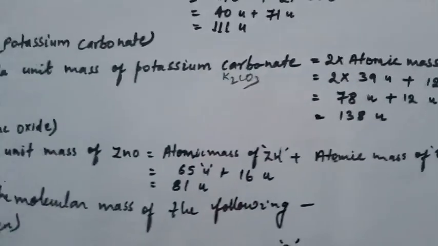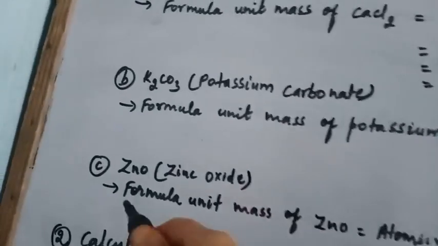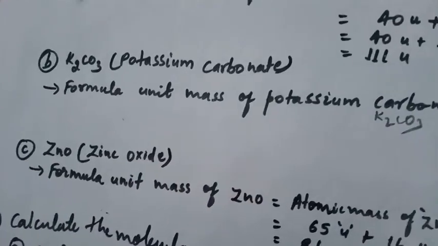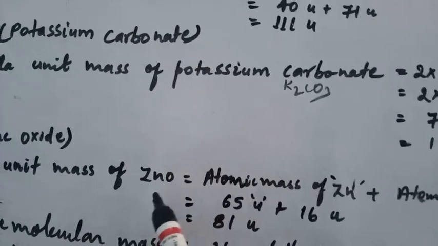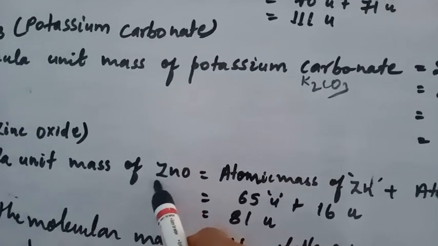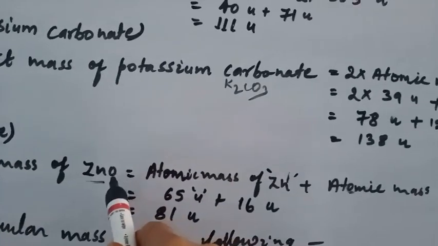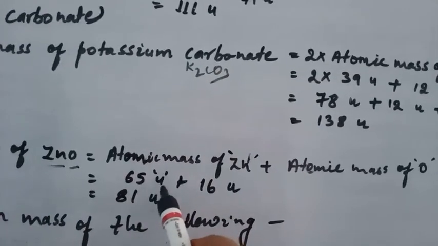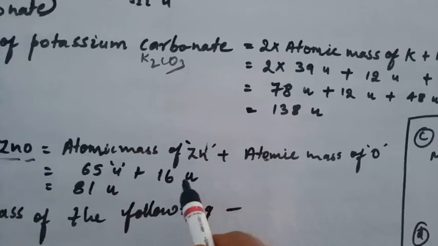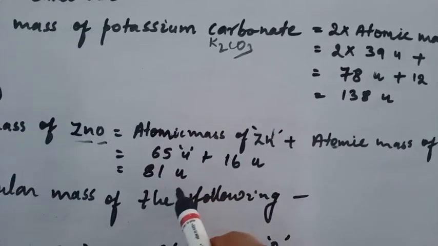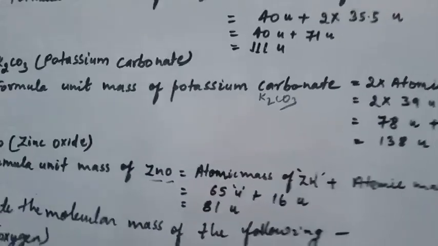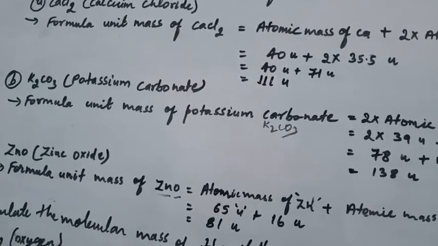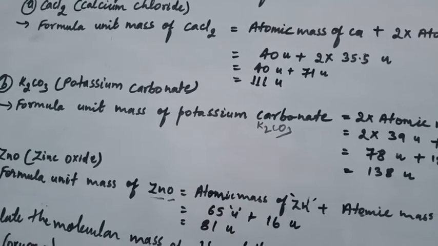So the formula unit mass of potassium carbonate is 138U. Now next one is zinc oxide. How will we find out the formula mass? Atomic mass of zinc plus atomic mass of oxygen. Atomic mass of zinc is 65U plus atomic mass of oxygen is 16U. So overall how much will we get? 81U. So the formula unit mass of ZnO, that is zinc oxide, we get 81U.